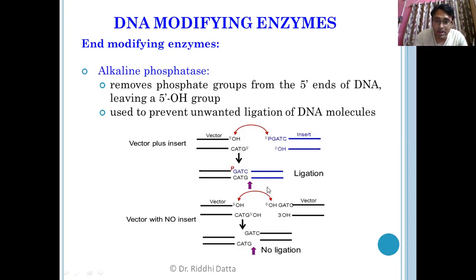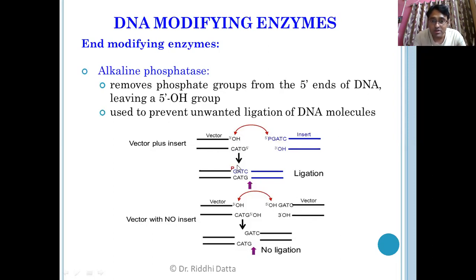In the cartoon, it is quite clear that the vector having 3' OH and 5' OH, after processing with alkaline phosphatase, will never ligate. So self-ligation can be prevented. Now, the digested vector will be treated with alkaline phosphatase. So the vector has 5' end OH, no phosphate, and the 5' phosphate is only present in the insert, because the insert is not treated with alkaline phosphatase. The insert is kept as it is, and only the vector is treated with alkaline phosphatase.